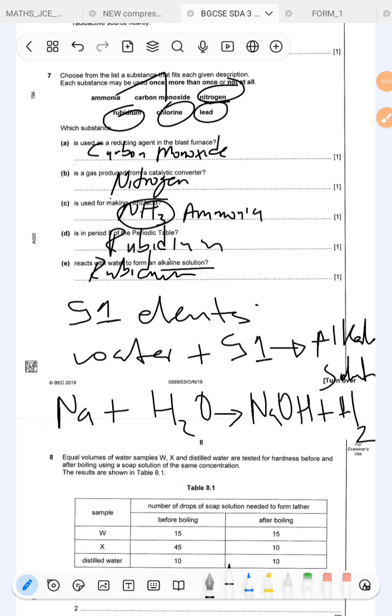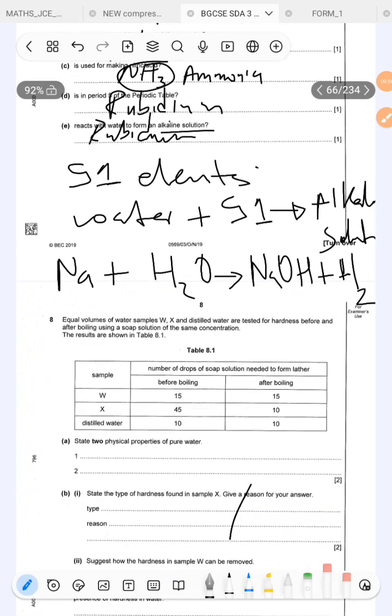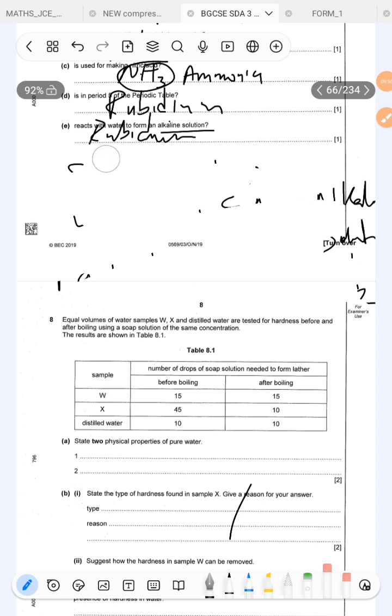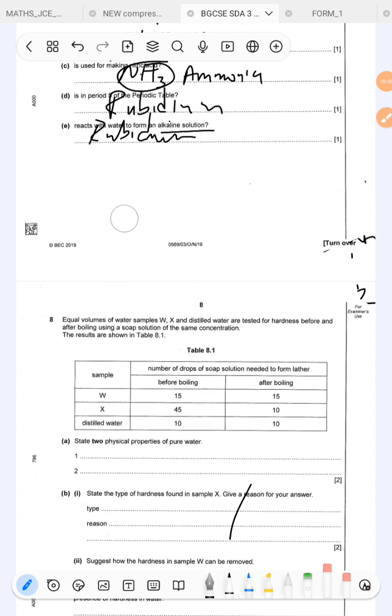Okay, so on to the next question. It says equal volumes of water samples Wx and distilled water are tested for hardness before and after boiling using soap solution of the same concentration. The results are shown in table 8.1. State two physical properties of water.